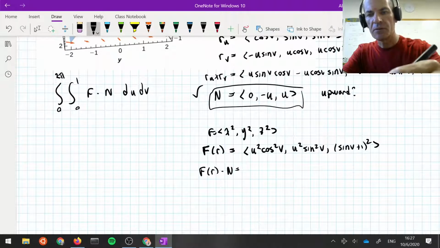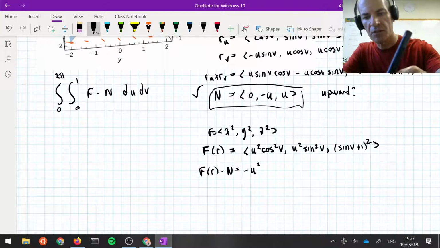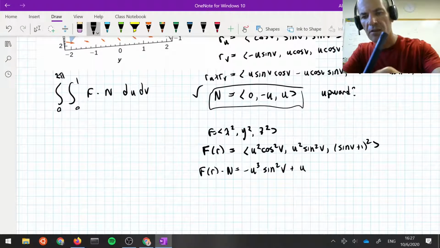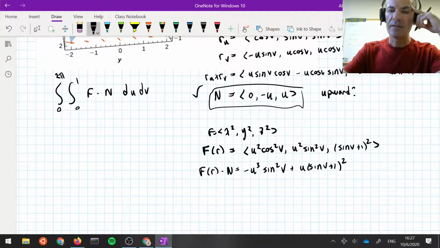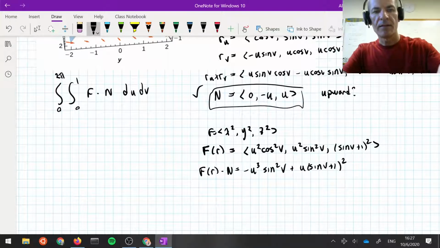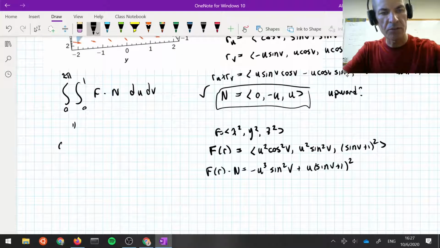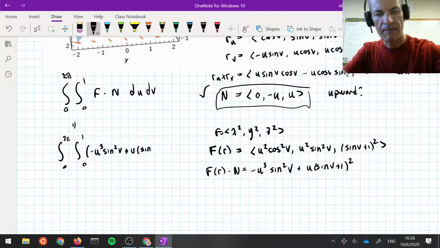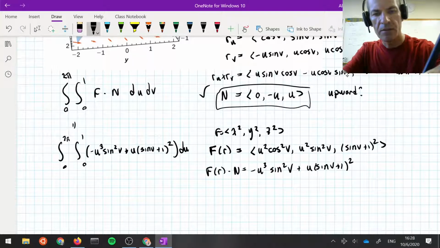0 times this is 0, negative u times this is negative u cubed sine squared v, and then finally plus u sine v plus 1 quantity squared. That is F(r) dot n. Now we're ready to plug that in. So this is equal to the integral from 0 to 2 pi, integral from 0 to 1 of the integrand minus u cubed sine squared v plus u times the quantity sine v plus 1 squared du dv.